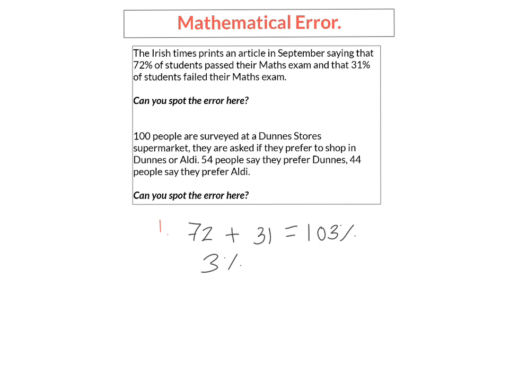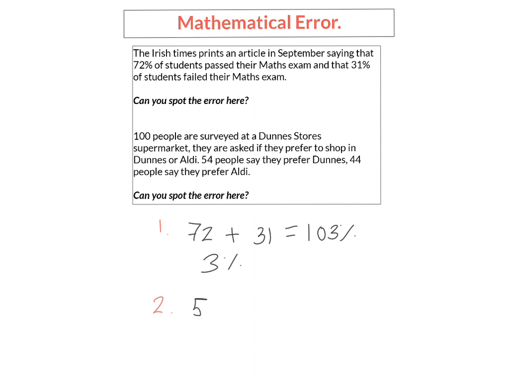The second one that we have then: 100 people are surveyed at a Dunnes Stores supermarket. They are asked if they prefer to shop in Dunnes or Aldi. 54 say they prefer Dunnes and 44 say they prefer Aldi. Again, you can pause the video and see can you figure out what might be wrong with those statistics.